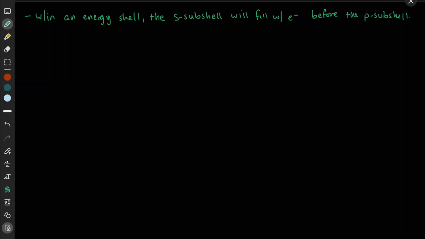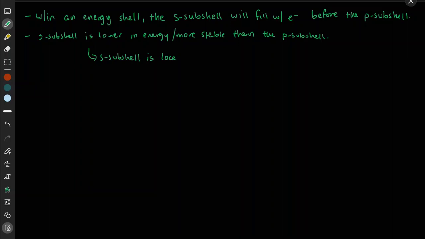So let's first write that. This is because the S subshell is lower in energy / more stable than the P subshell. And why is that? That's because the S subshell is located closer to the nucleus than the P subshell.